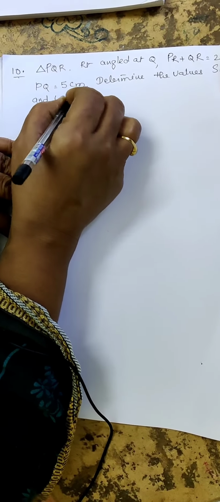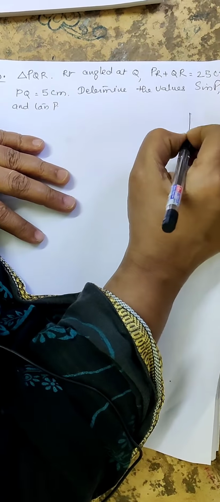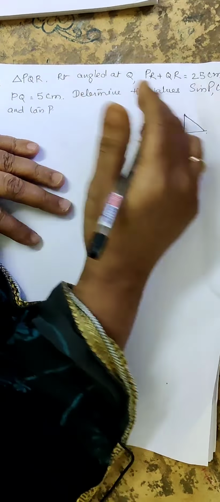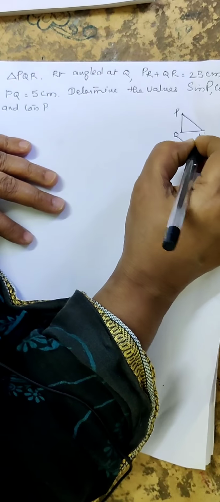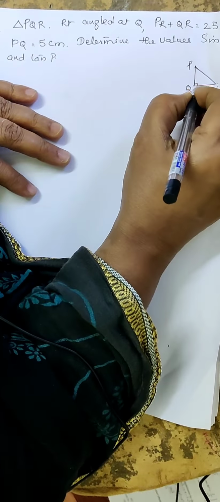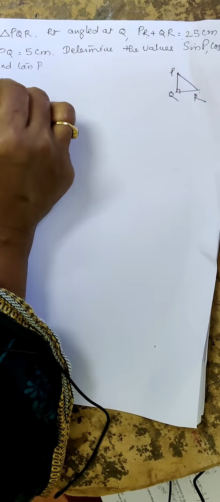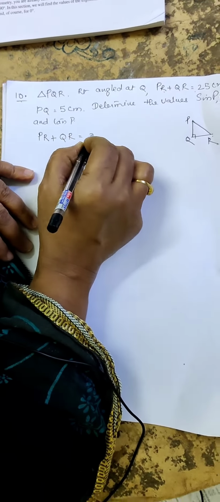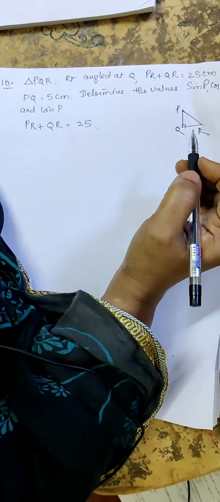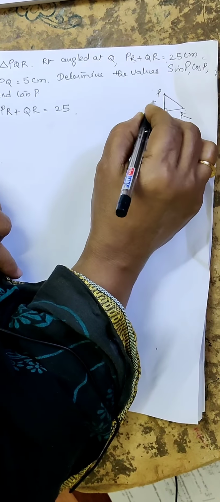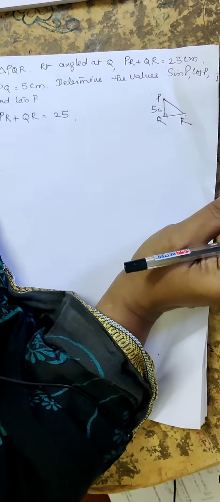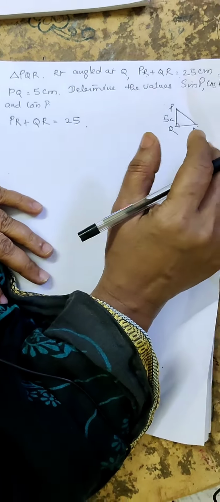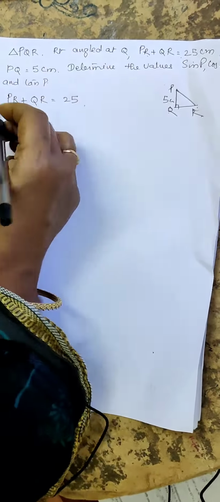So how should we find this? First of all, let us draw the triangle PQR. Right angle at Q, PQR. This is the right angle. It is given PR plus QR is equal to 25 centimeter, and PQ is equal to 5 centimeter. They have given only PQ. Now we should determine sin P, cos P, tan P.